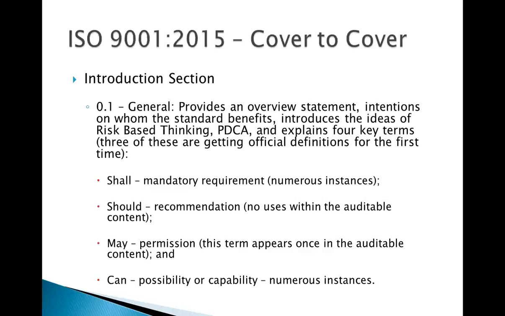Now the standard begins with Section 0.1, which is a general section. It provides an overview statement, some ideas on who the standard benefits, talks about risk-based thinking, talks about plan, do, check, act, and it explains 4 key new terms, 3 of which are getting their first official definitions.